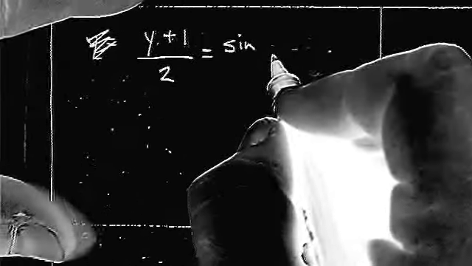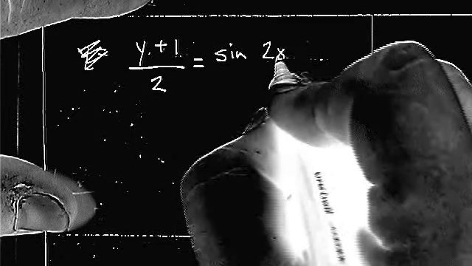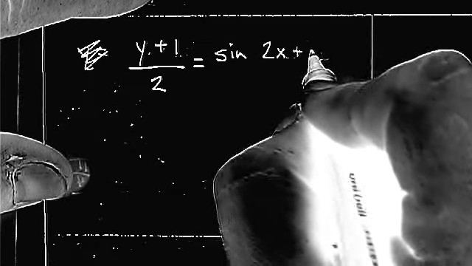So we can think about graphing some of these, such as y equals... here I'll start off with y plus 1 over 2 equals the sine of 2x plus pi.